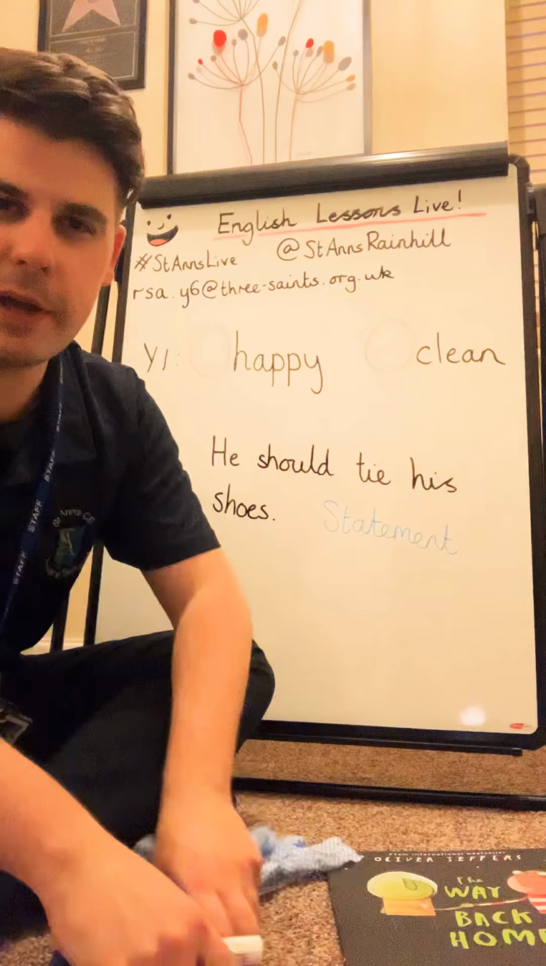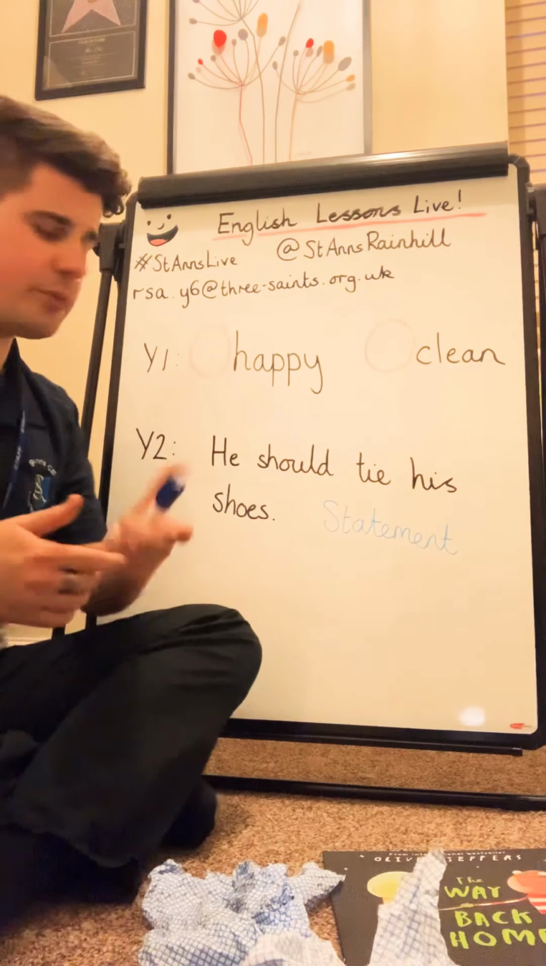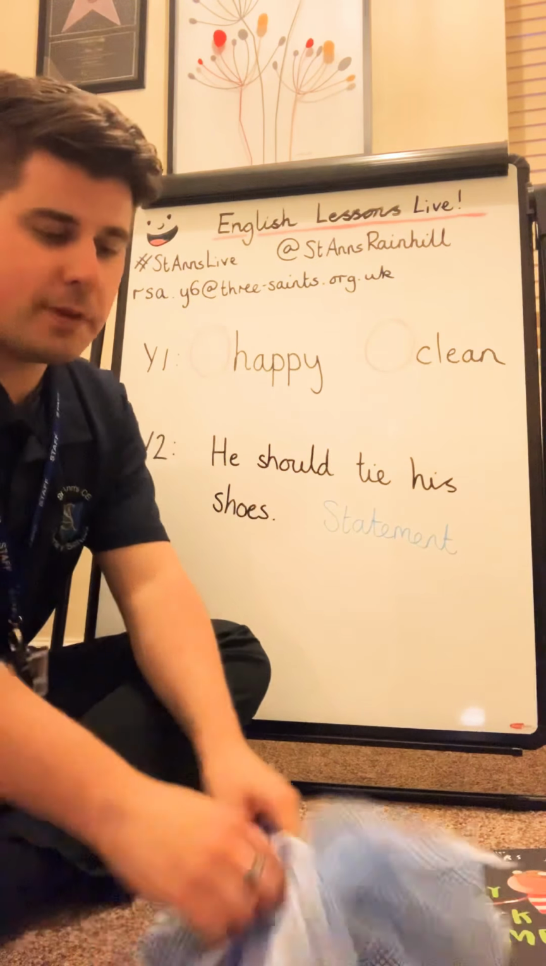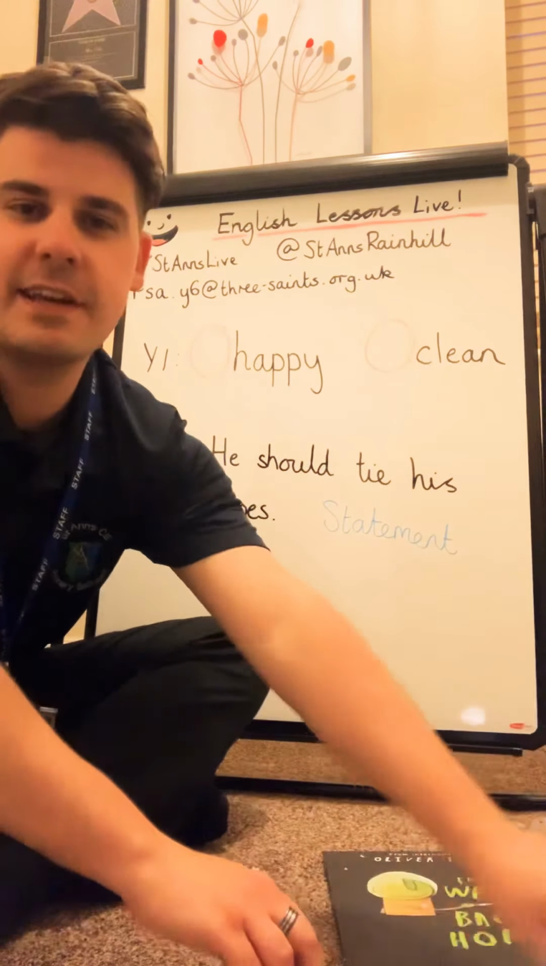Year one, I'm back with you again. I asked you to think of a prefix, a couple of letters that you can add before happy and before clean to mean not. I wonder what people came up with. What you should have come up with is the prefix un. So we have unhappy and we have unclean.